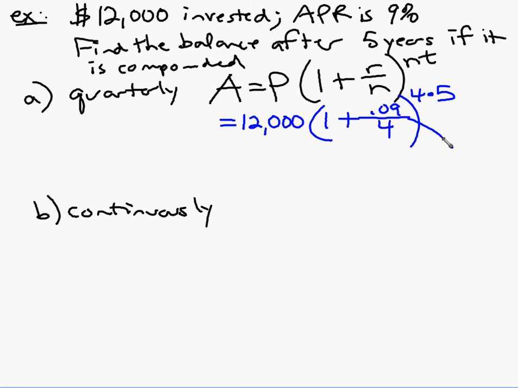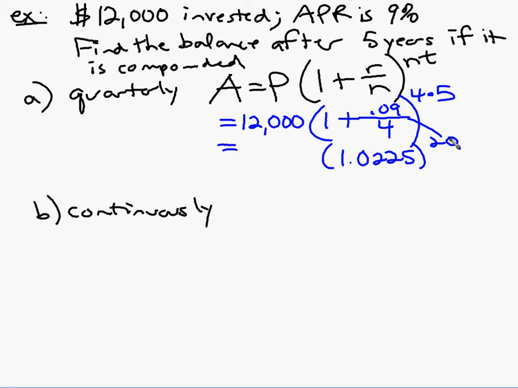So it's going to make the interest rate smaller. You might think, well, if it's compounded quarterly, it's going to be worth a lot more. Not necessarily, okay? Because you have to divide the interest rate by 4. So from here on out, it's a calculator problem. 0.09 divided by 4, and then you add 1 to that, and you get 1.0225 in here.